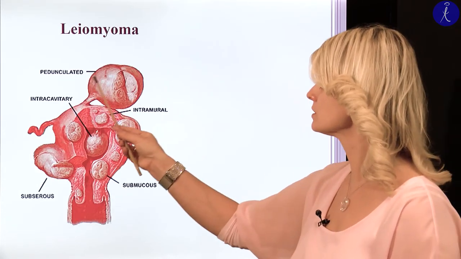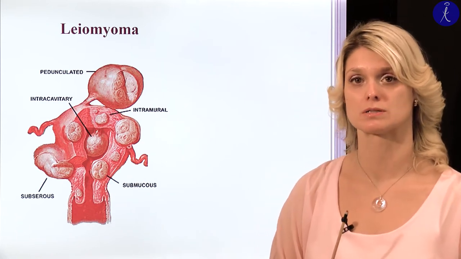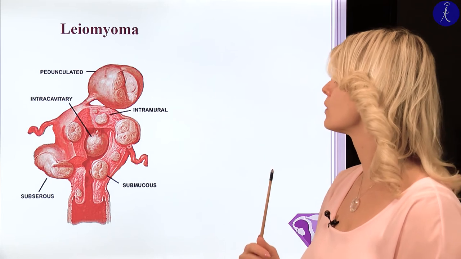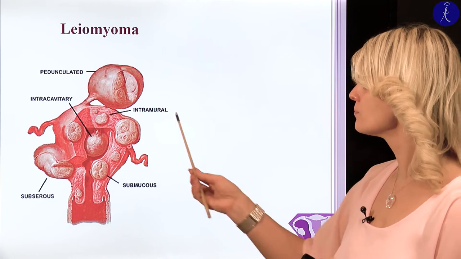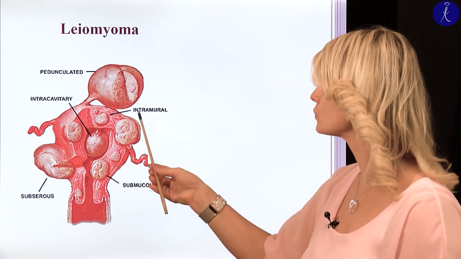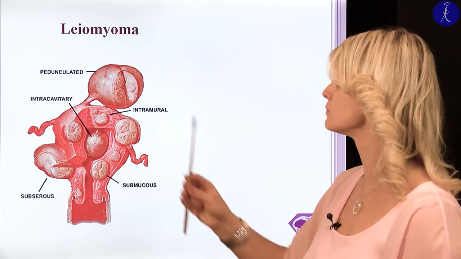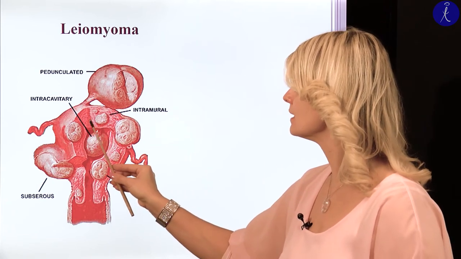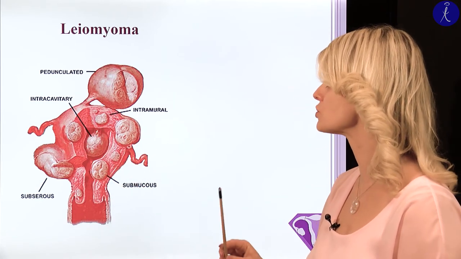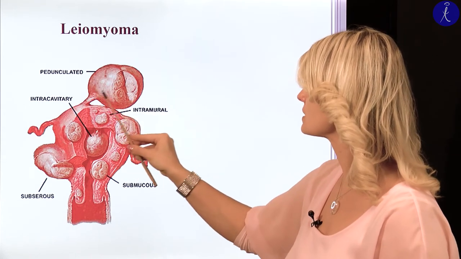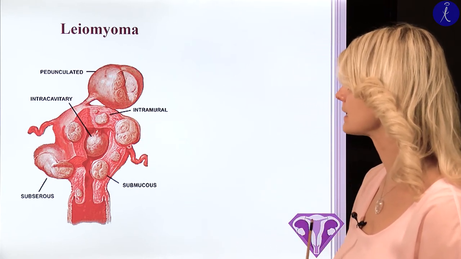I have to mention one disorder of the myometrium and the smooth muscle cells. This is called the leiomyoma, the benign tumor of the smooth muscle cells. Here you can see this tumor could be within the wall of the myometrium of the uterus, or could be within the cavity. It's called intracavitary position, or the process could be outside, in the abdominal cavity.